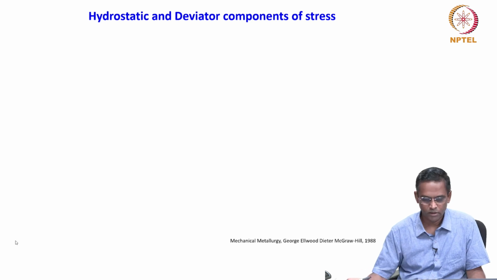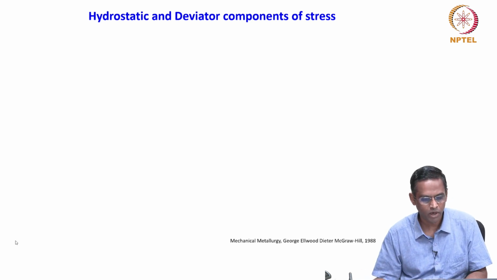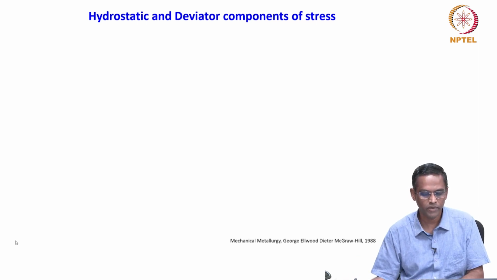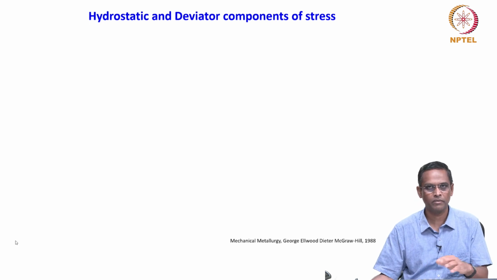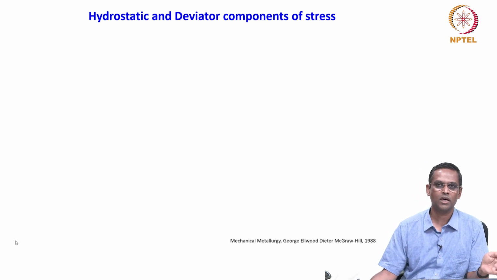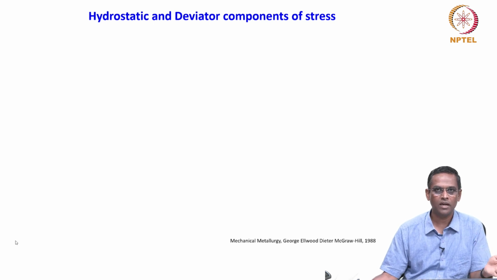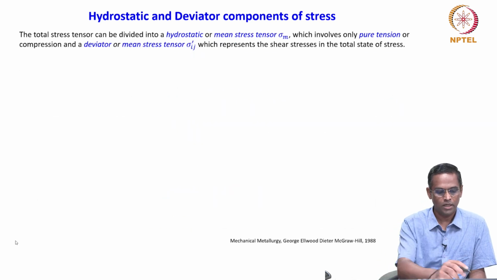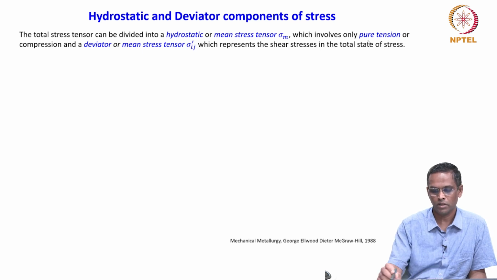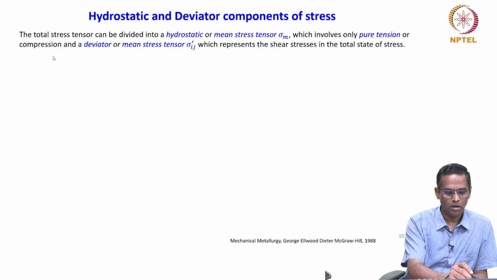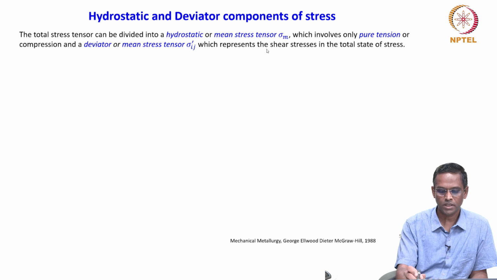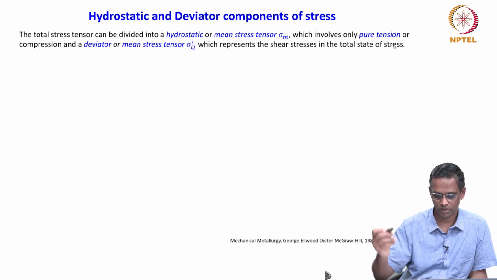And so, finally, we will just look at one more topic, the hydrostatic or deviator components of the stress. This particular topic we did not touch. Now that we have looked at the hydrostatic component of a strain and a deviatoric strain, we will also see the similar component here. The total stress tensor can be divided into a hydrostatic or mean stress tensor, which involves only pure tension or compression, and a deviator stress tensor, which represents the shear stresses in the total state of stress.